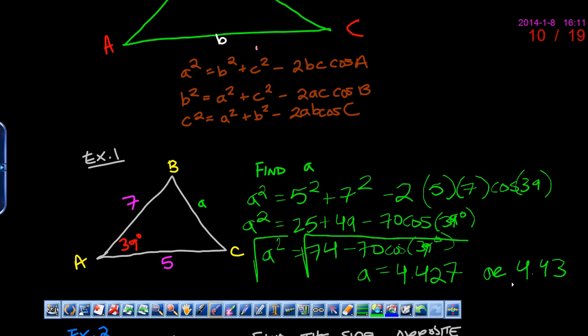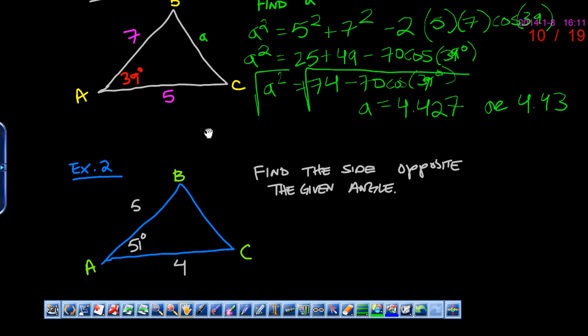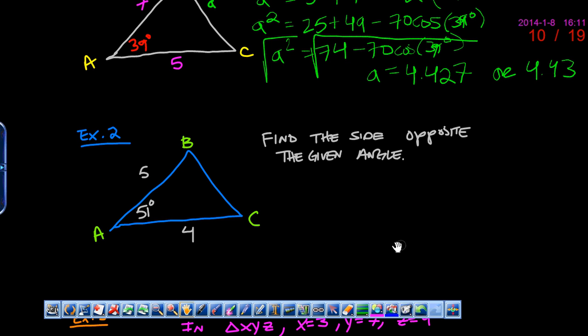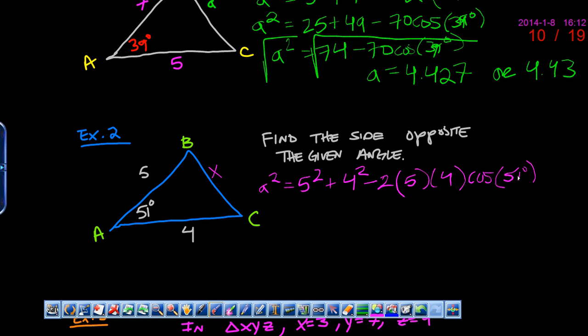So basically just plugging and chugging. Not a whole lot of problem solving or brain work going there. Example 2, kind of the same thing. I'll switch up colors on you. So we're trying to find this guy right here. So A squared equals 5 squared plus 4 squared minus 2 times 5 times 4 times cosine of 51 degrees.